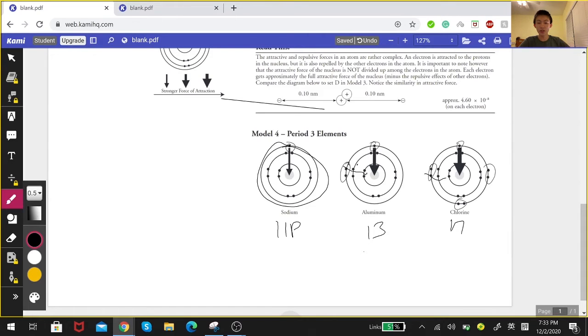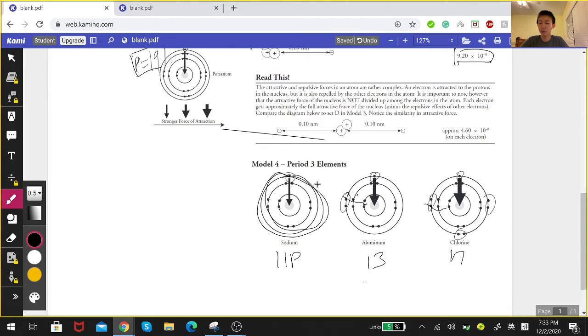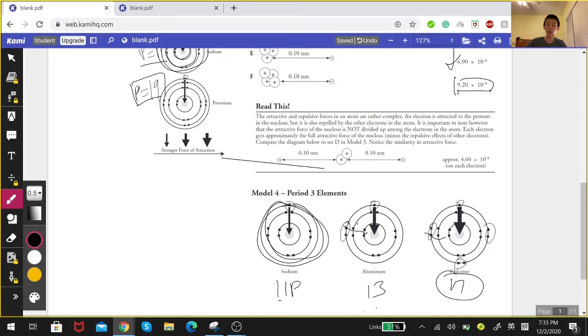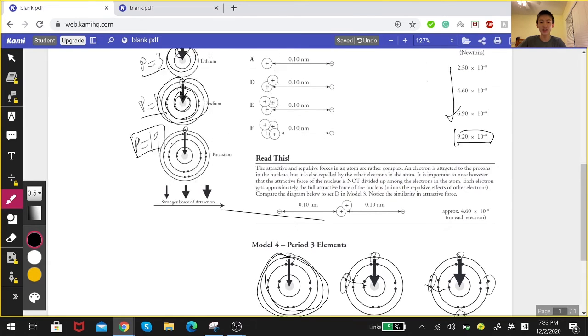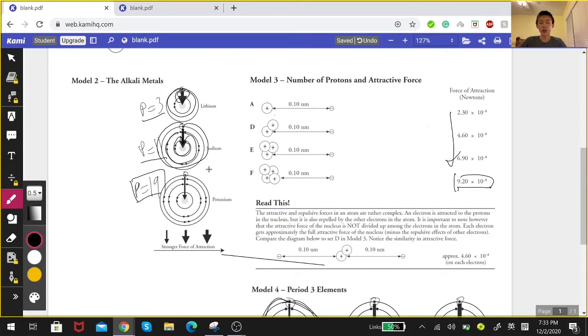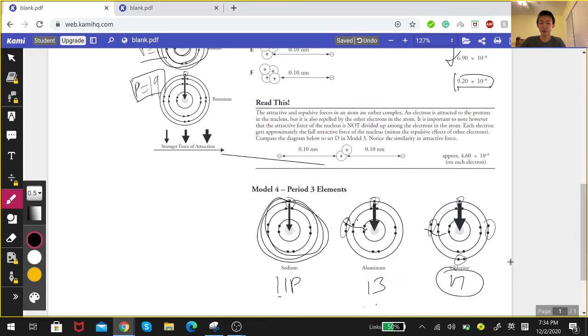So as you can see, since all of these have the same number of electron shells, that means the pull on the outer electrons will be the greatest in chlorine because it has the most protons, and the distance here is equal. So the one with the most protons will also be the one with the largest force of attraction if the distance is equal. Now, distance plays a greater role than protons. So always consider distance first and then move on to protons.